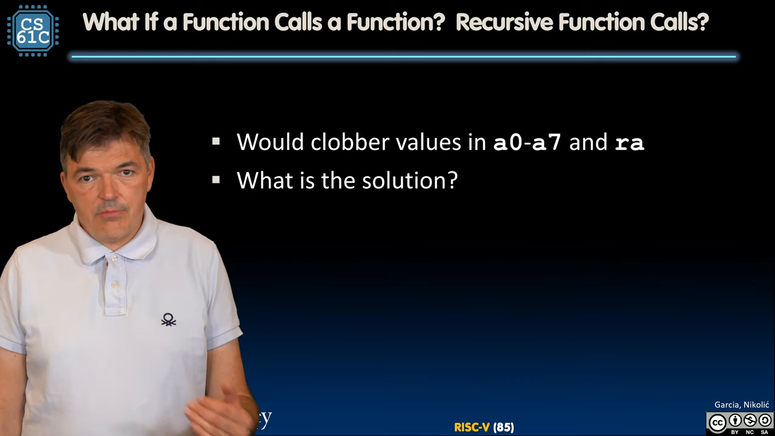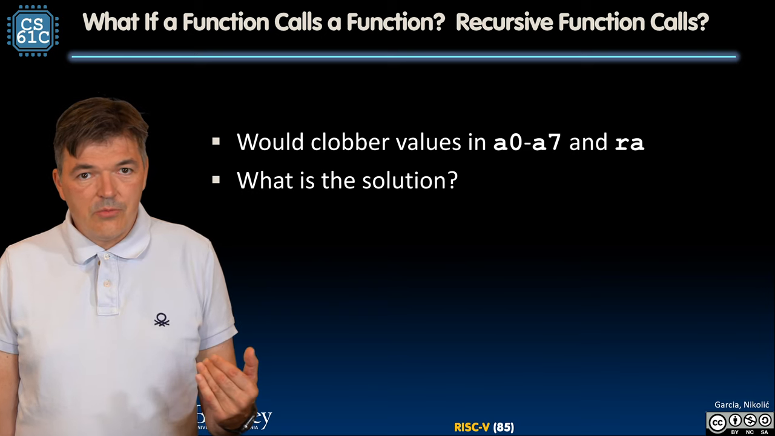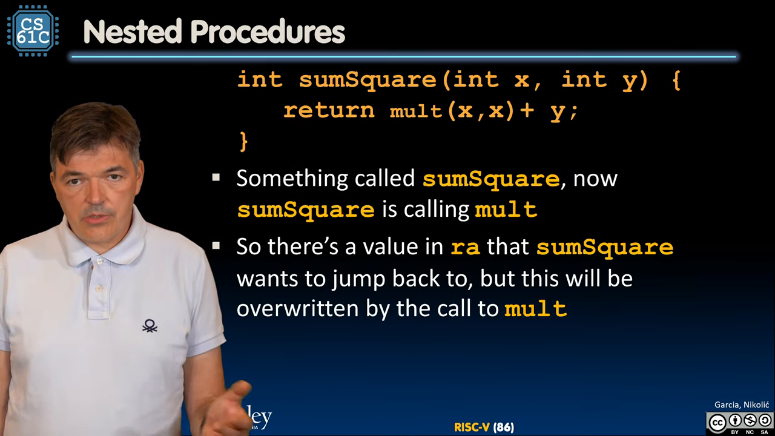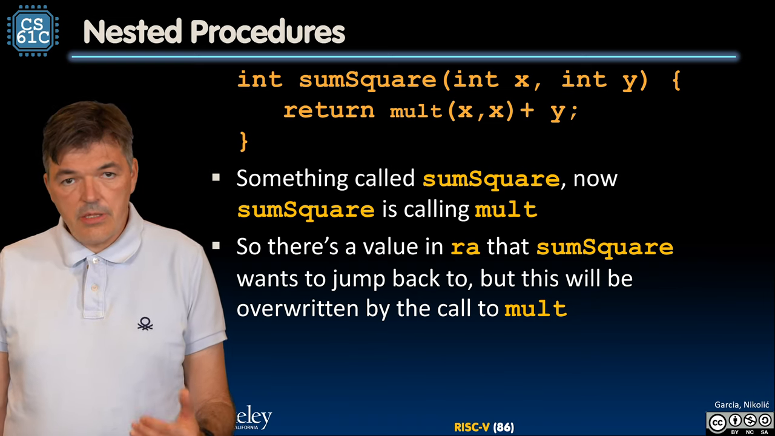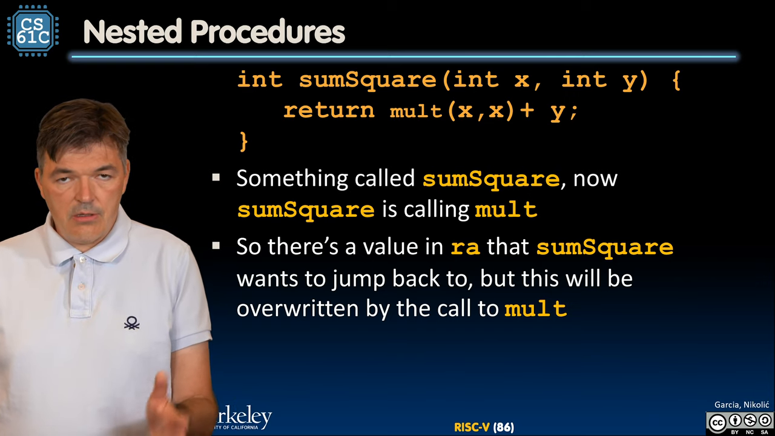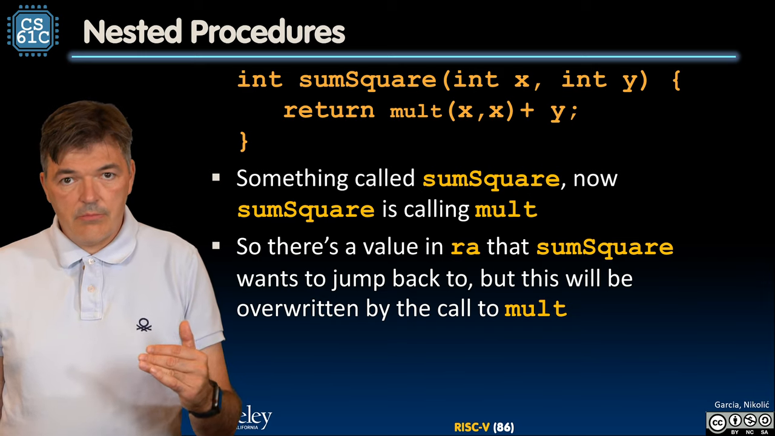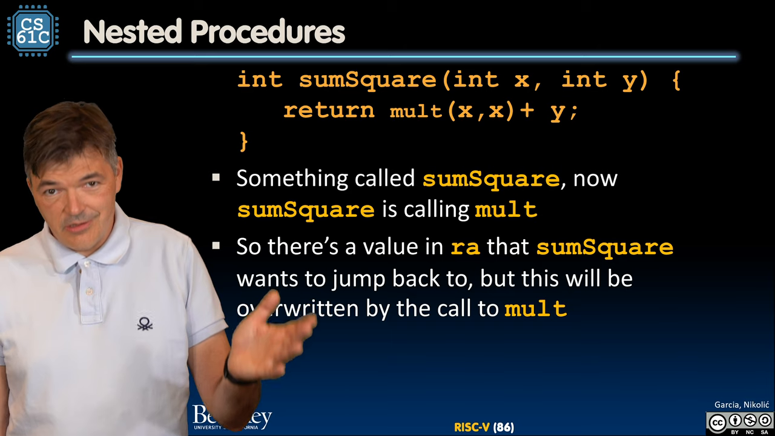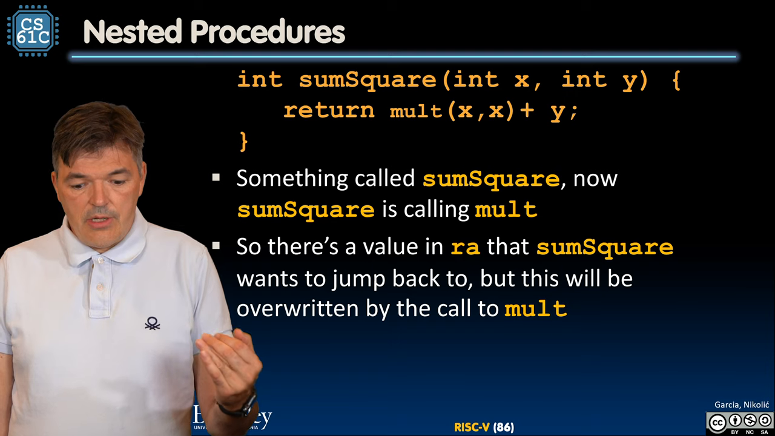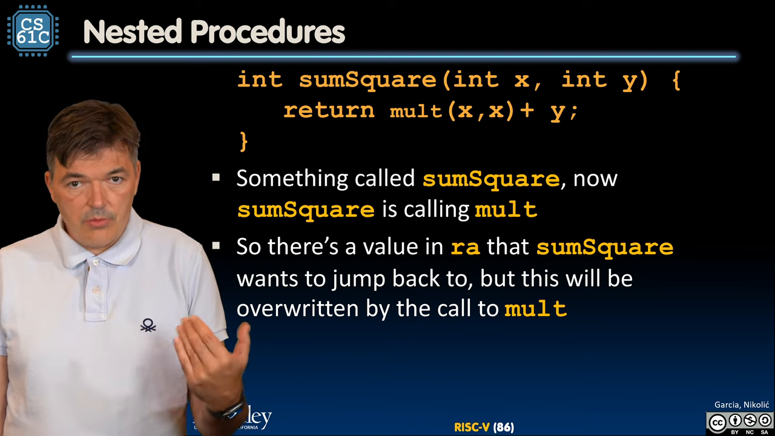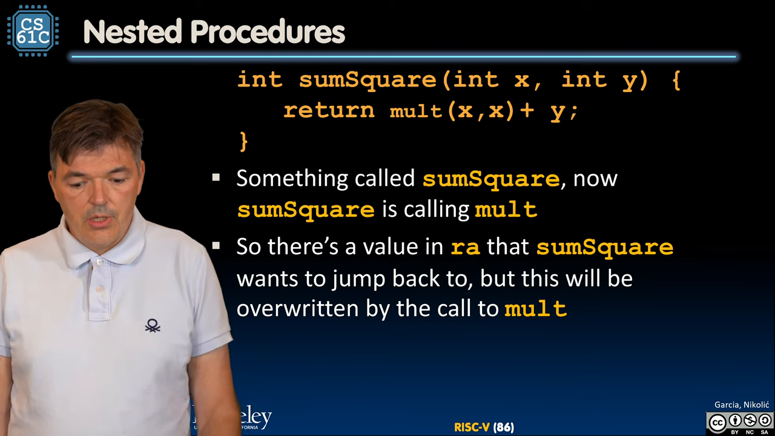Well, let's take a look at that. If this was not clear, let's look a little bit more into an example. Here is a function sum square that works on integers x and y, and it in turn calls another function mult of x and then adds y to that. So if something calls sum square, some program, maybe yet another function, and now sum square calls mult, there is a value in RA that sum square wants to jump back to in order to return, but this will be overwritten by that call to mult.